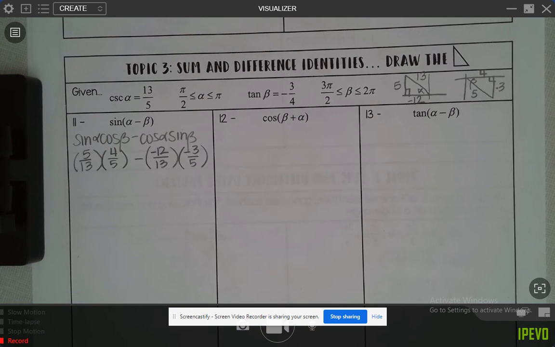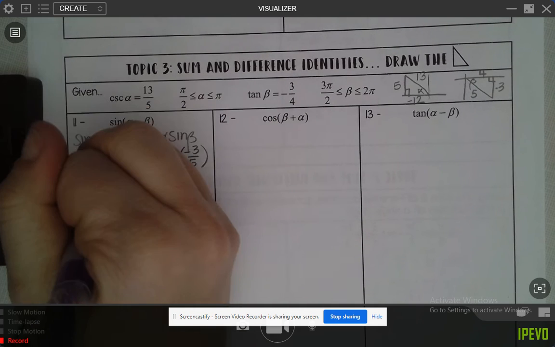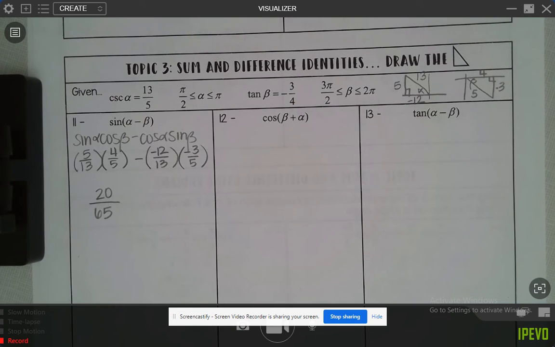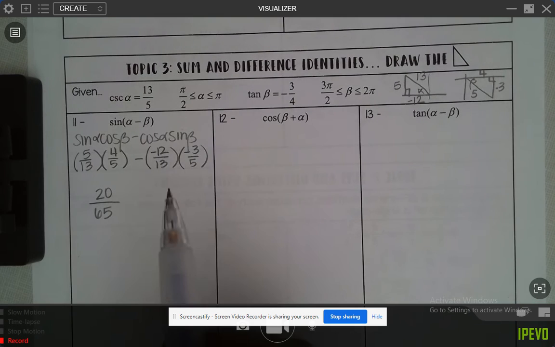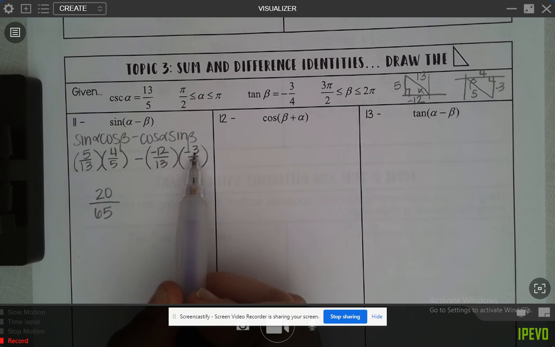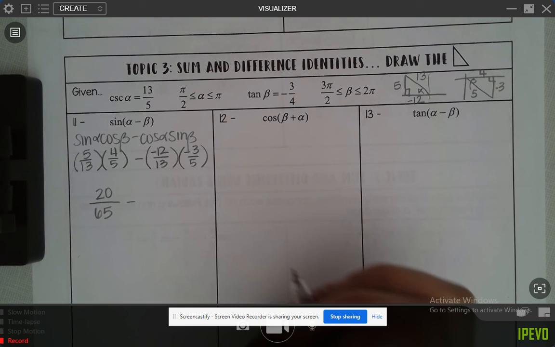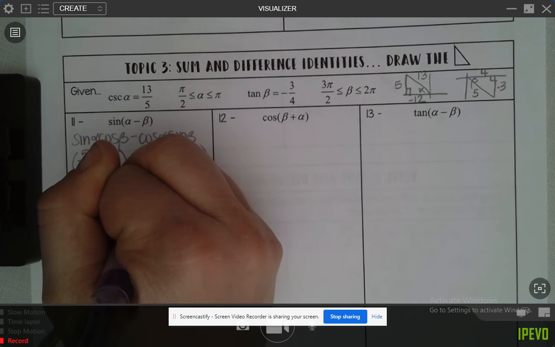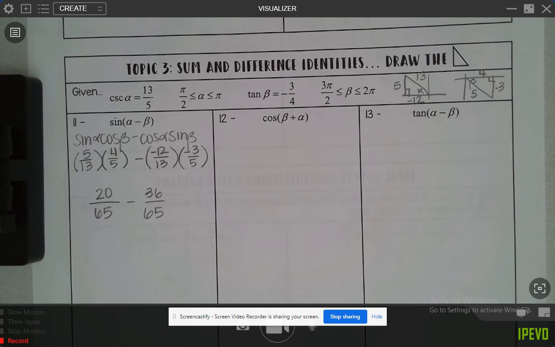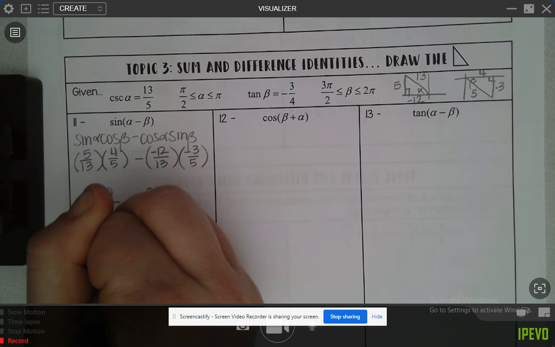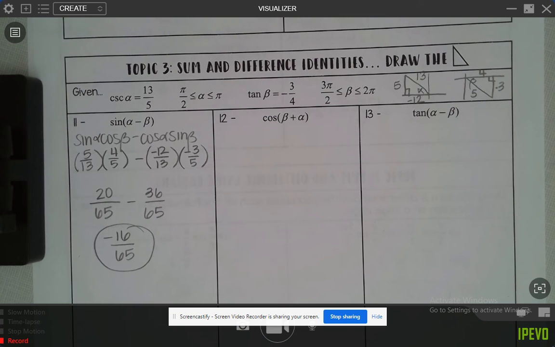Okay? Don't simplify anything, just multiply across. 5 times 4 is 20 over 65. Negative 12 times negative 3. When you multiply two negatives, you get a what? Positive. So this is still going to stay negative. 12 and 3 is 36 over 65. Simplify it to negative 16 over 65.